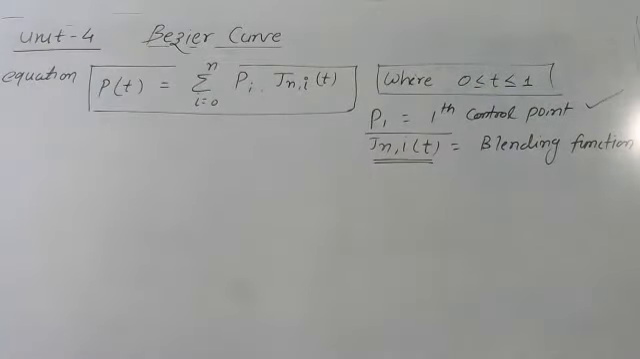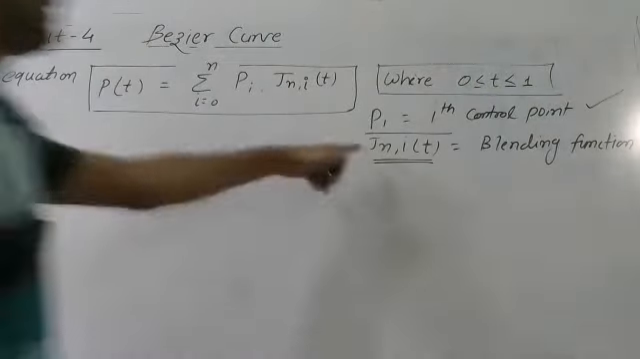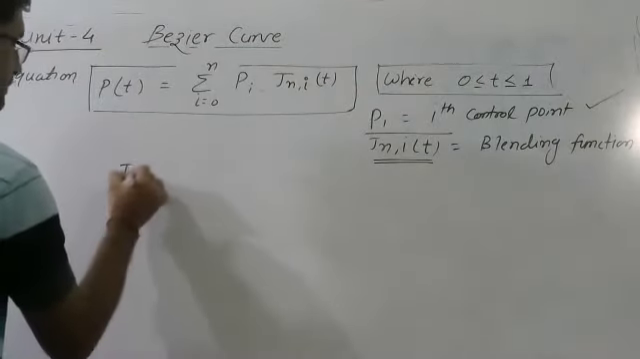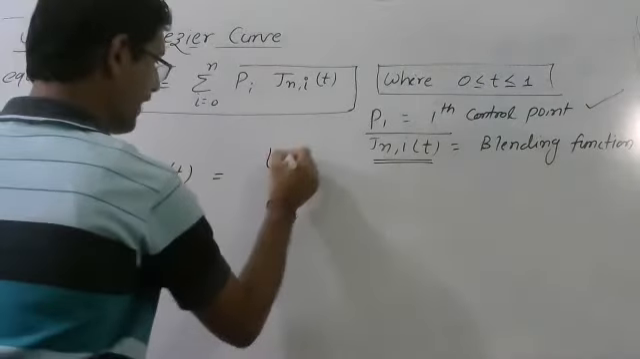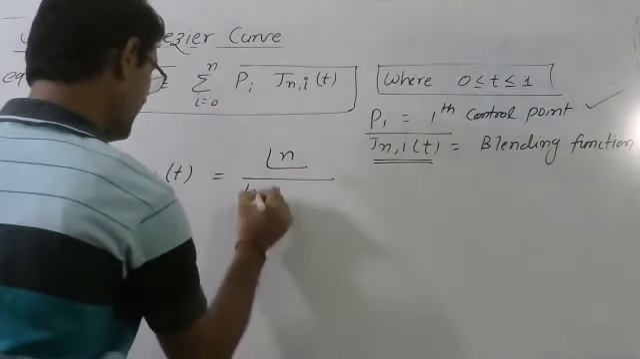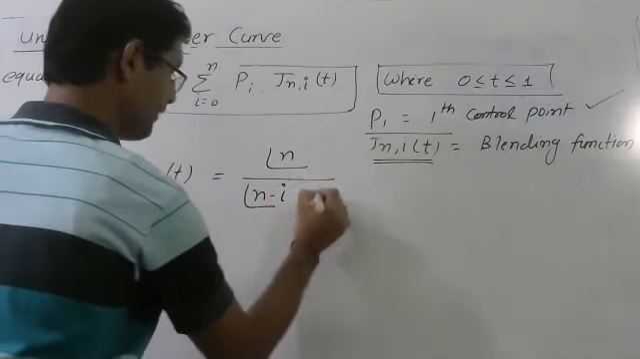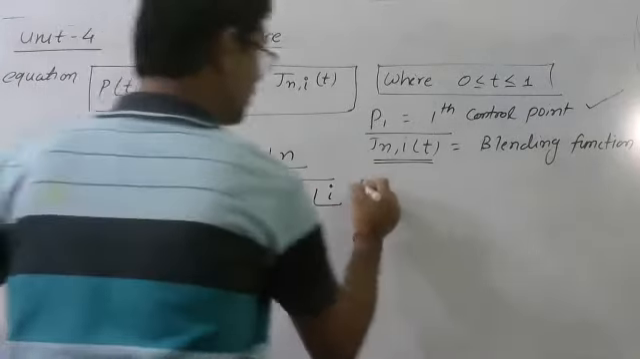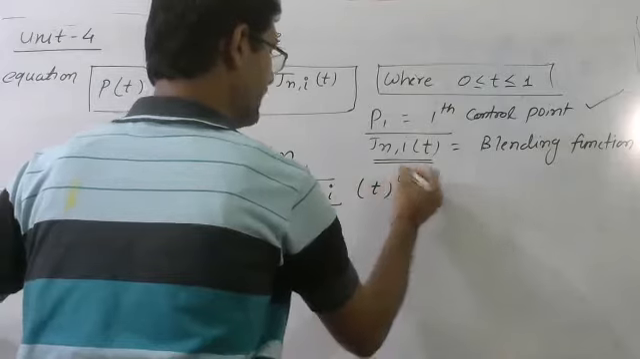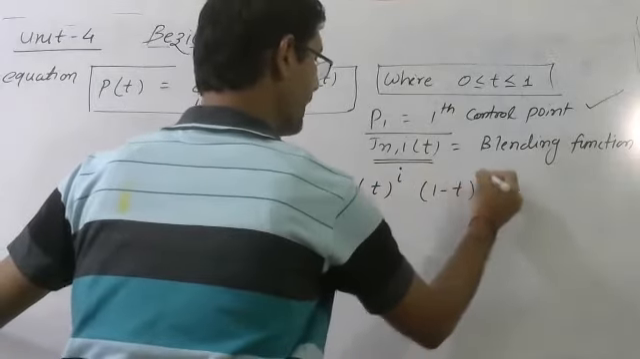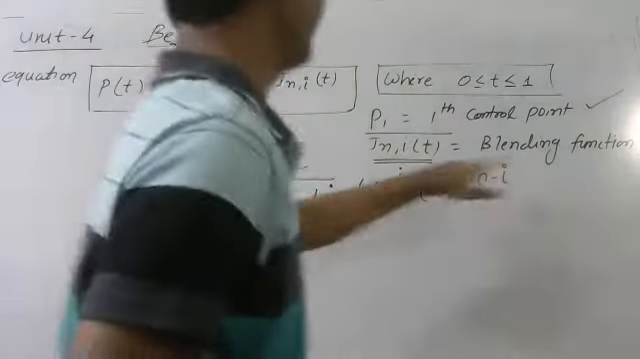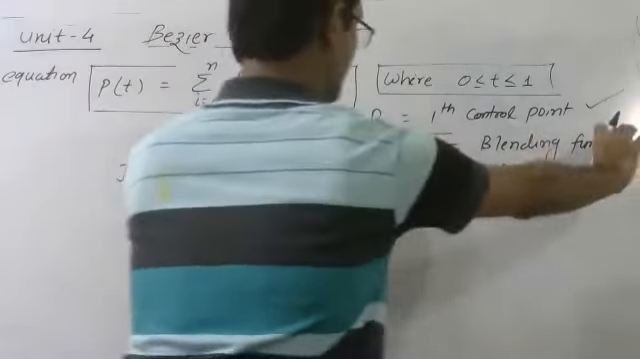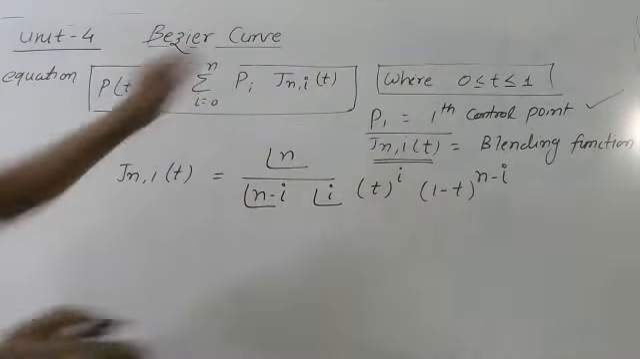So now let's see how to find J n comma i. How is J n comma i derived? J n comma i t is equal to factorial n divided by factorial n minus i times factorial i, times t to the power i, times 1 minus t to the power n minus i. This is the derivation of the blending function. This is the equation of the blending function.